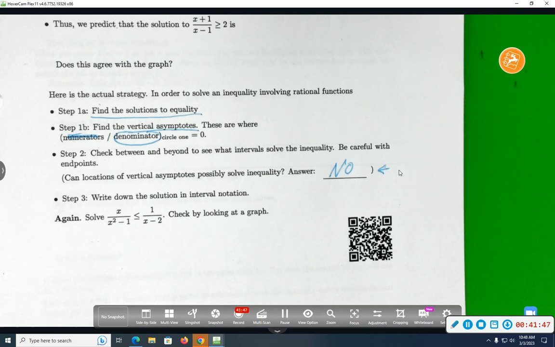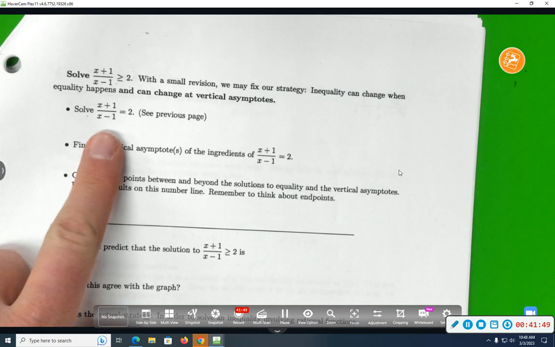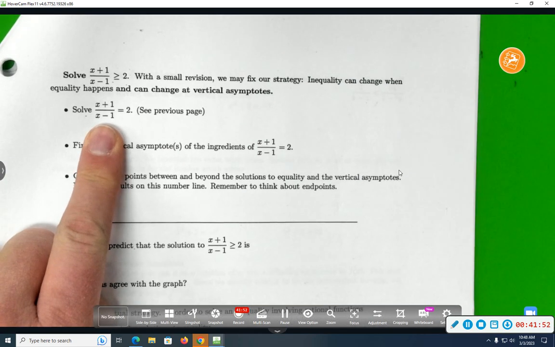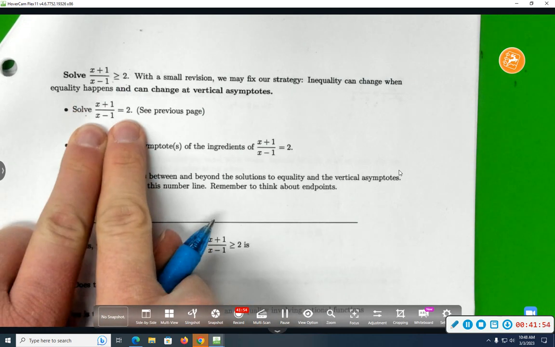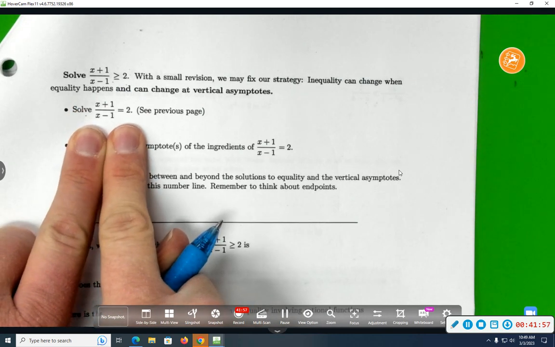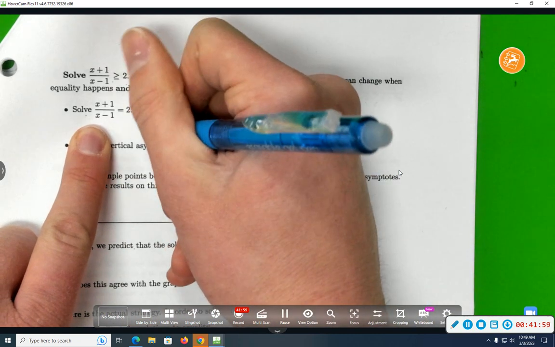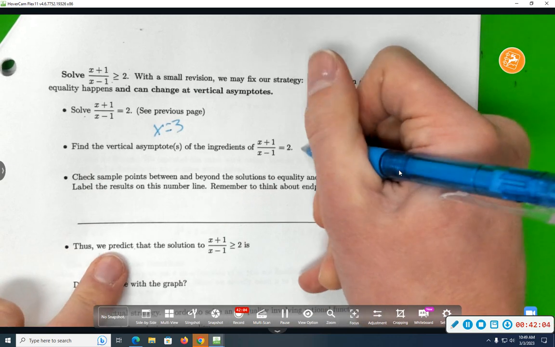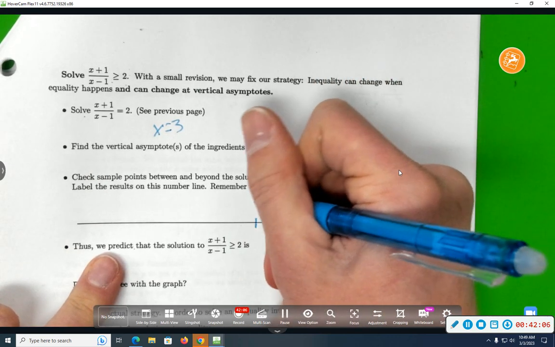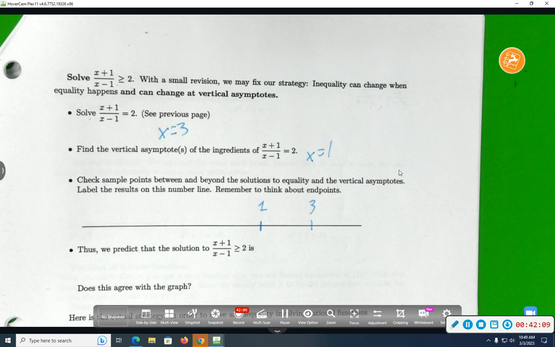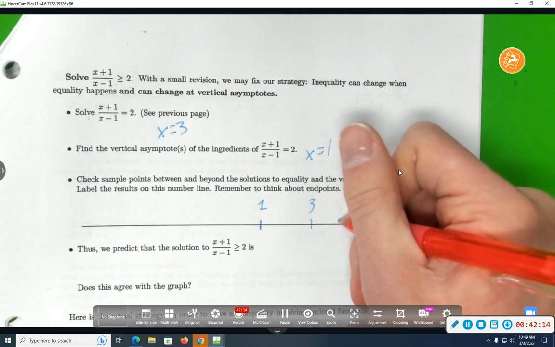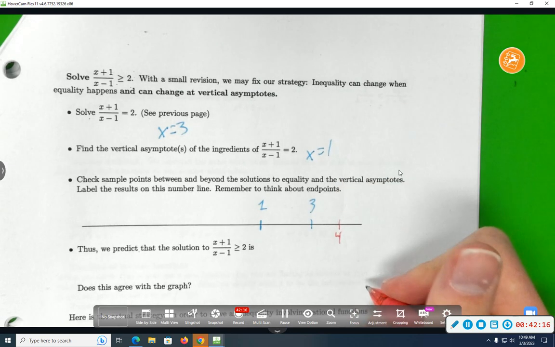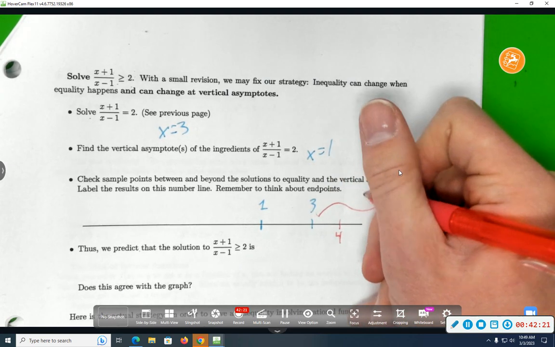So, I have like 2 minutes. Let's solve this inequality. We've done most of the steps already. So step 1, solve the equality. What was the solution to equality? 3. Where are the vertical asymptotes? That means 1 and 3 are important. I already checked a number that was bigger than 3. You told me to check 4. I plugged in 4. Did I get included or excluded? Exclude. So everything bigger than 3 should be excluded.